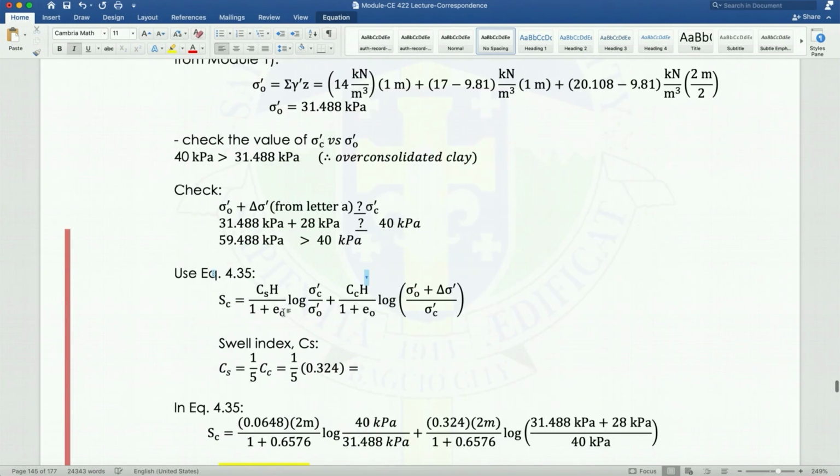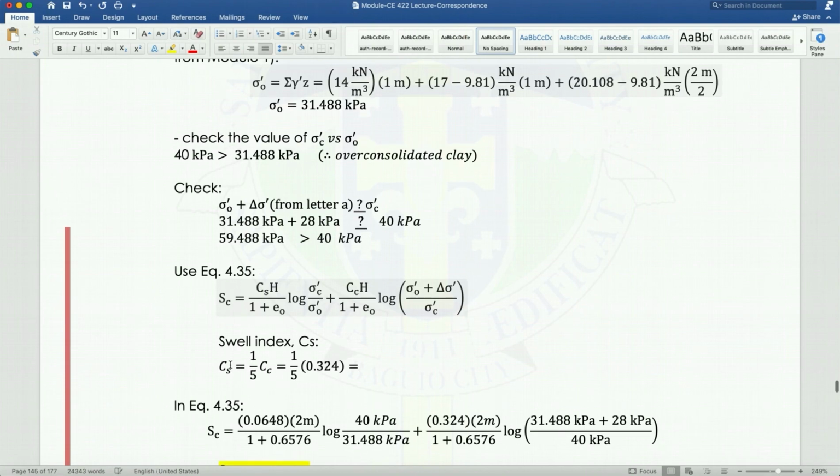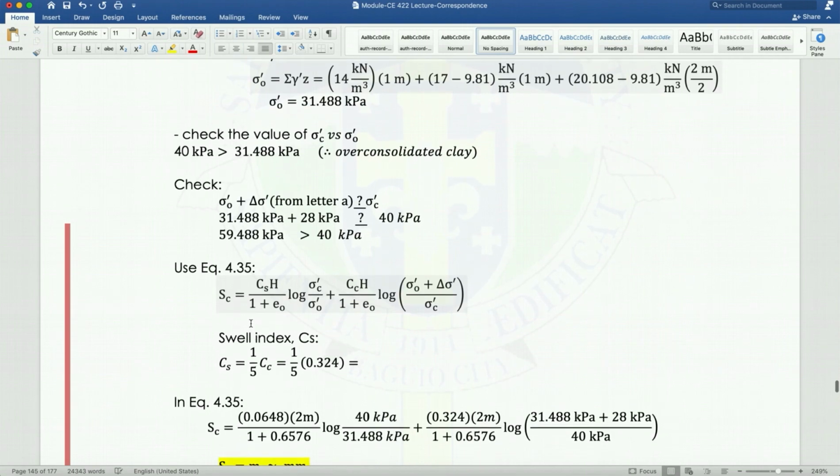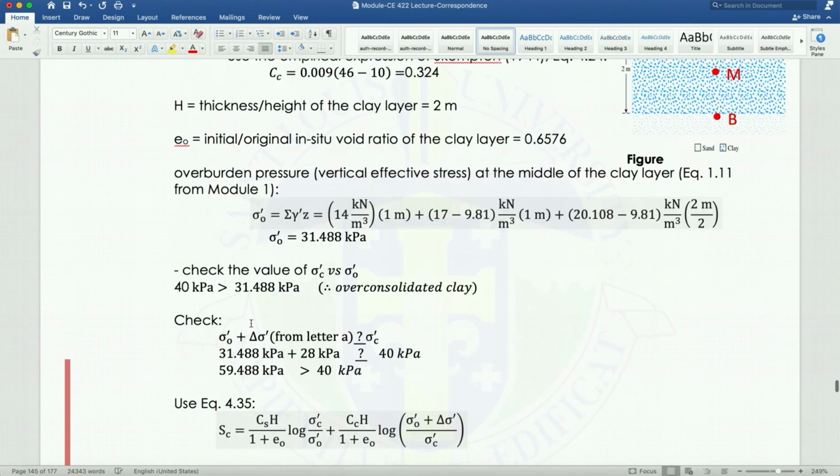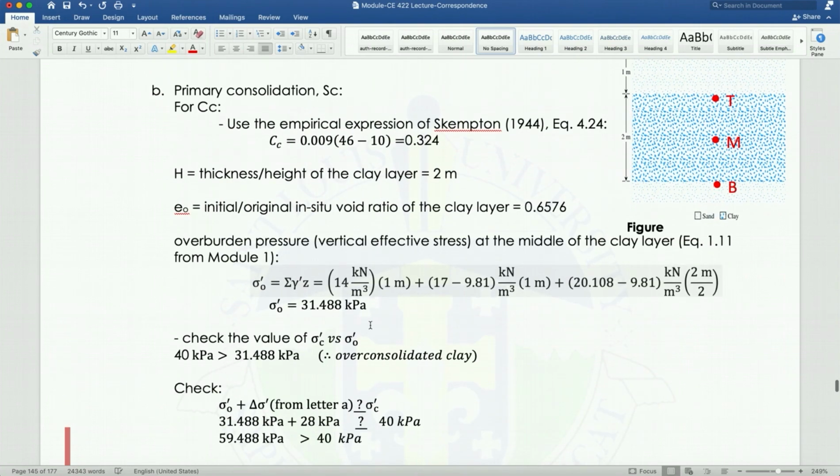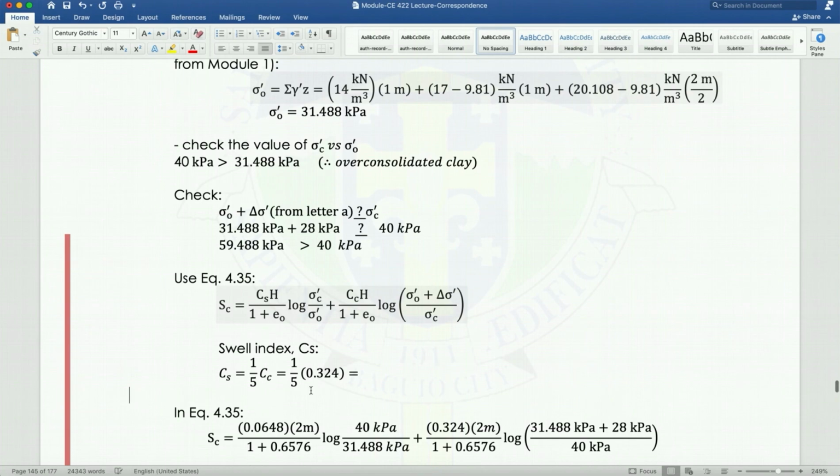Okay. Now we do not have the C sub S. We know the H, we know e sub 0, we have delta sigma prime, sigma 0 prime. Therefore, what we will solve is the swell index, and it is 1 over 5 of the compression index. And our compression index is 0.324. So 1 over 5 of 0.324 is equivalent to 0.0648.